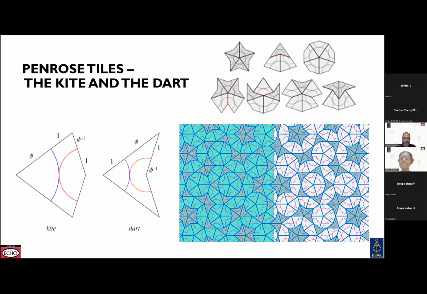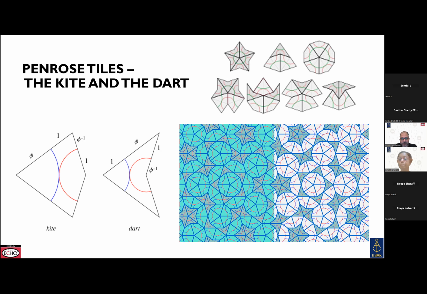So when you place them, the arcs should be contiguous. That is, they should form continuous curves. And if you follow this rule, then once again, this tiling is aperiodic. And so on the right, you can see all the arcs form continuous curves. And he also had a set of substitution rules as shown on the top right.